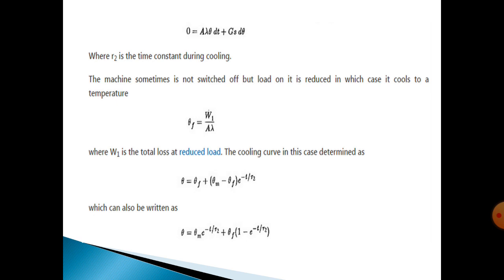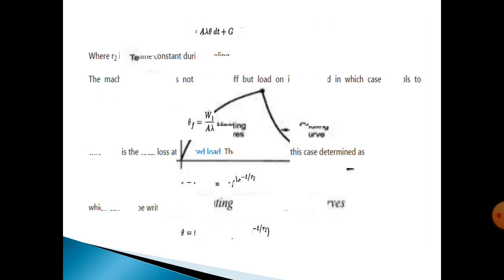W1 is nothing but the total loss at reduced load. So finally we get theta is equal to theta m into e power minus t by tau 2 plus theta f into 1 minus e power minus t by tau 2. These are the cooling curve equations of the electrical motor.